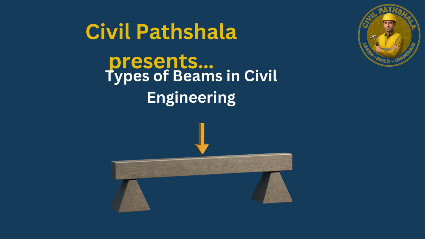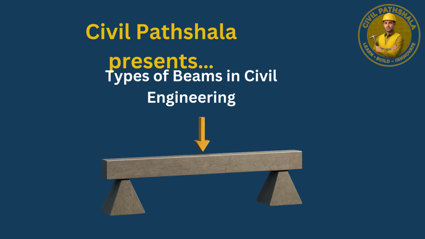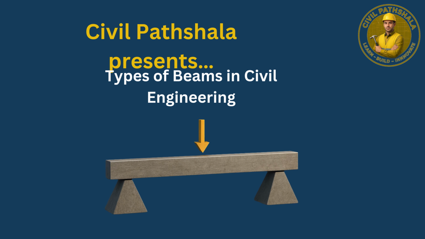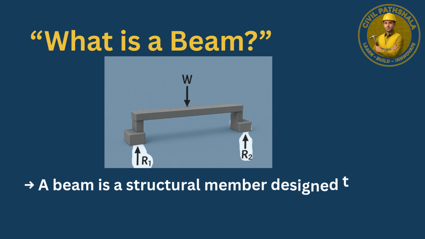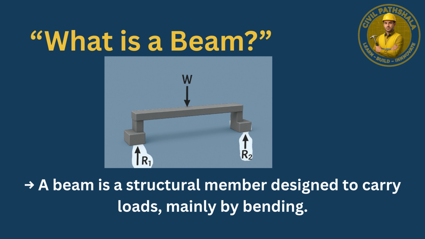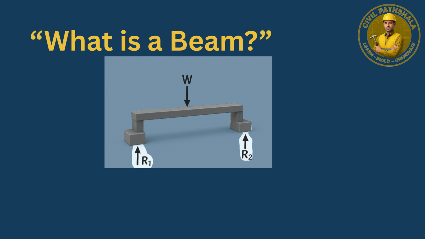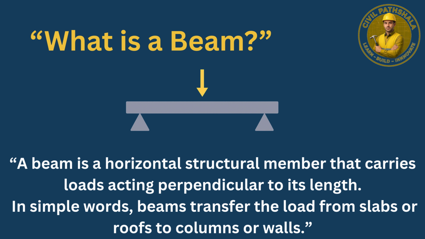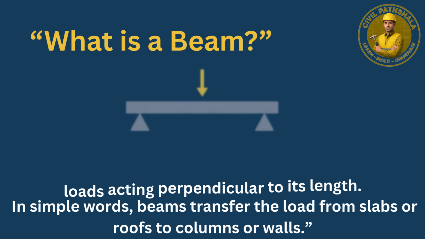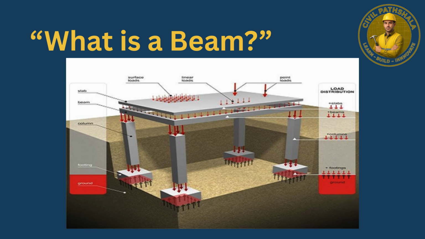We'll learn about types of beams, one of the most important structural elements in civil engineering. What is a beam? A beam is a structural member designed to carry loads, mainly by bending. A beam is a horizontal structural member that carries loads acting perpendicular to its length. In simple words, beams transfer the load from slabs or roofs to columns or walls.